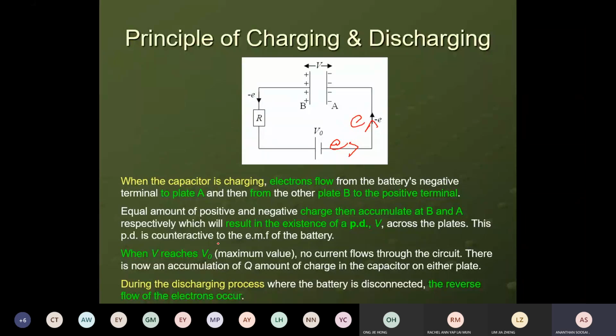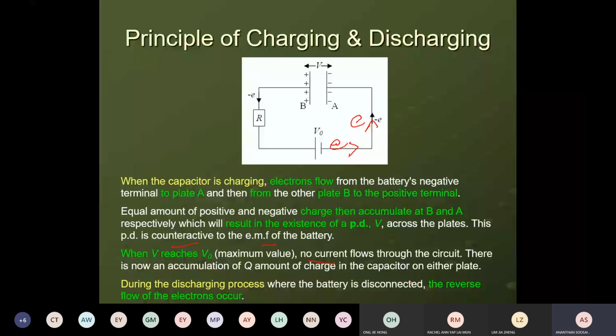This PD is counteractive. Remember, it opposes the EMF of the battery. When V reaches V0, meaning the voltage is exactly the same as the voltage of the battery, no current flows. Remember, no current flows. So through the circuit, there is no more accumulation of charge on either plate of the capacitor.